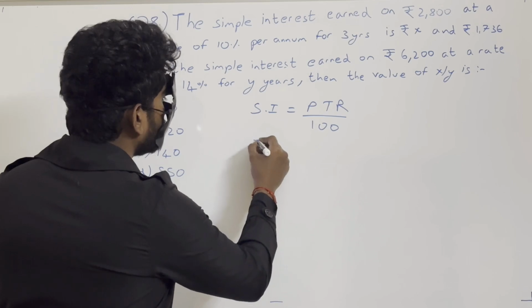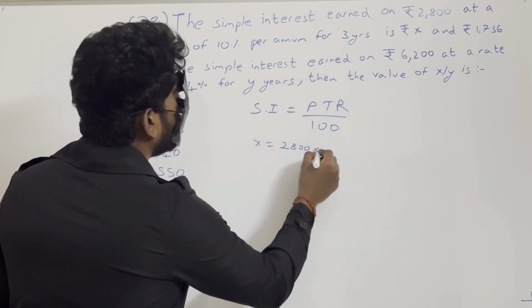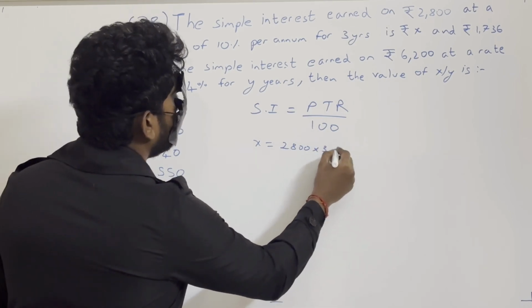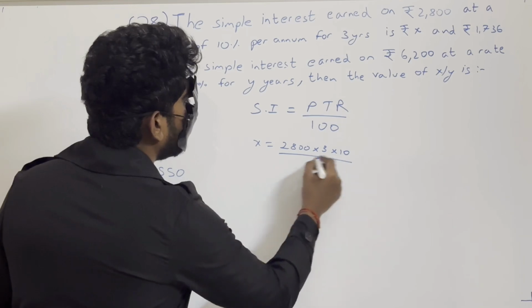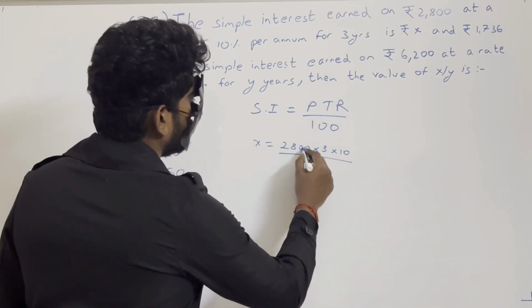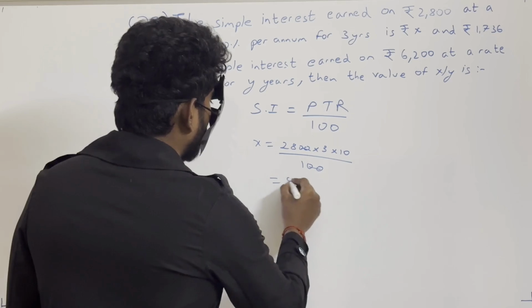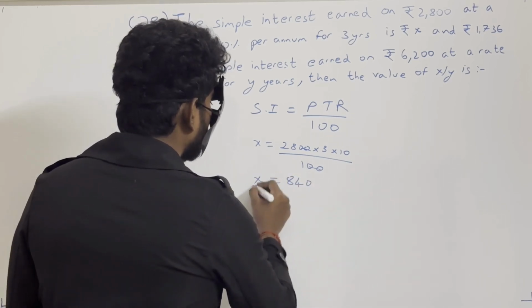So simple interest here is X, which is equal to principal amount 2800 into time, which is 3, into rate of interest, 10%, that is 10 by 100. So that is nothing but 840. So X is equal to 840.